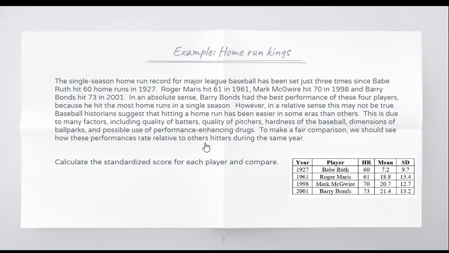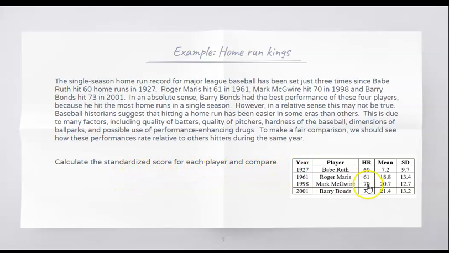However, in a relative sense, this may not be true. Baseball historians suggest that hitting a home run has been easier in some eras than others. This is due to many factors, including quality of batters and pitchers, hardness of the baseball, dimensions of the ballparks, and possible use of performance-enhancing drugs. To make a fair comparison, we should see how these performances rate relative to others hitting during the same season. All right, big setup. Here's the data table. So it says to calculate the standardized score for each player and then compare it.